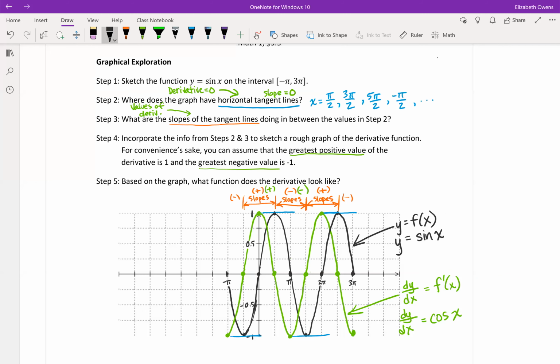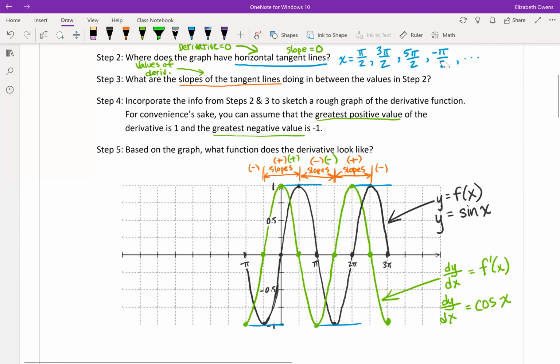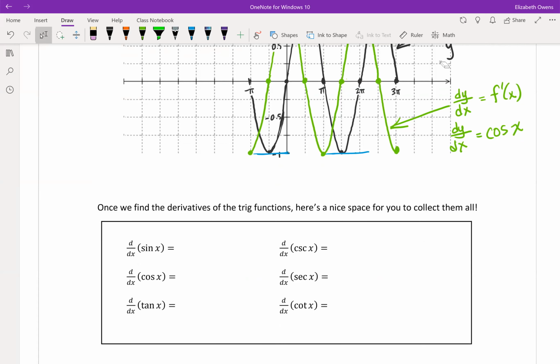So we've just found that the derivative of sine x is cosine x. That's a really good thing to know. We're going to get the derivatives of all the trig functions in this section. And when we accumulate those, there's a little nice space here for you to make a little table.